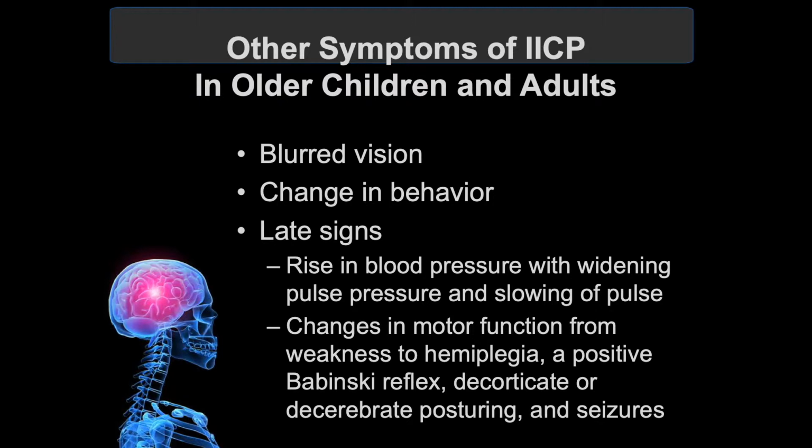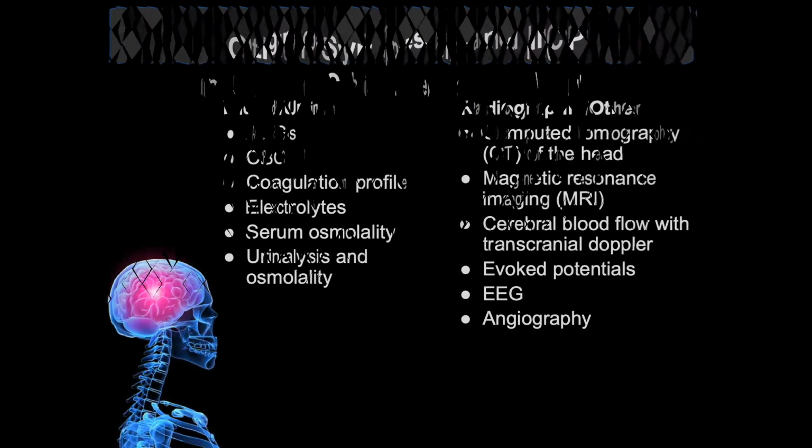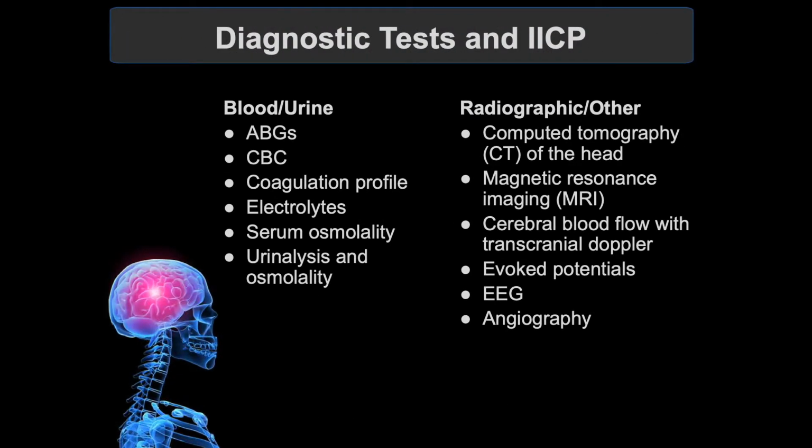Late signs include the rise in blood pressure with widening pulse pressure and a slowing of pulse. Changes in motor function from weakness to hemiplegia, a positive Babinski reflex, decorticate or decerebrate posturing, and seizures also indicate increasing intracranial pressures.